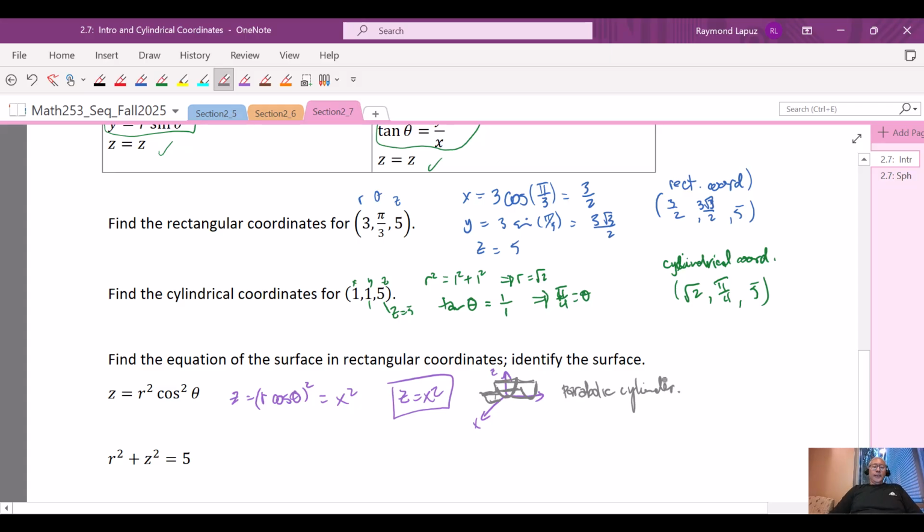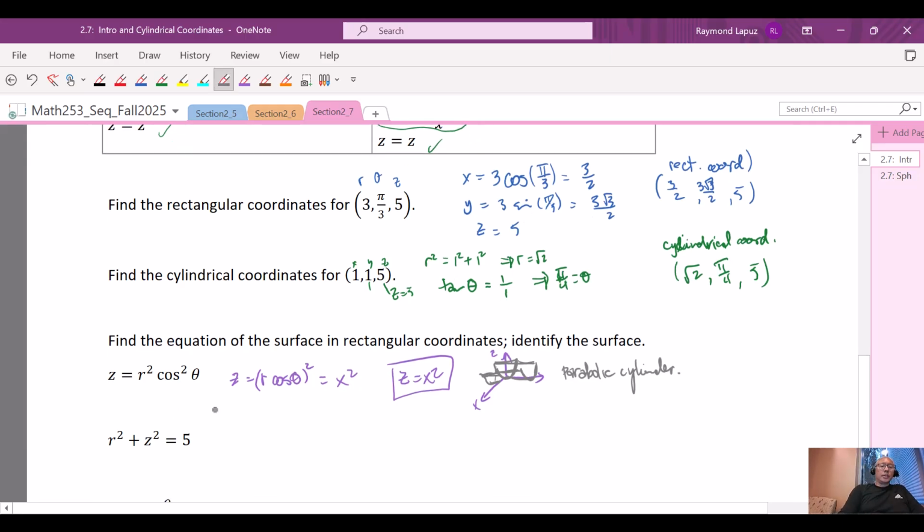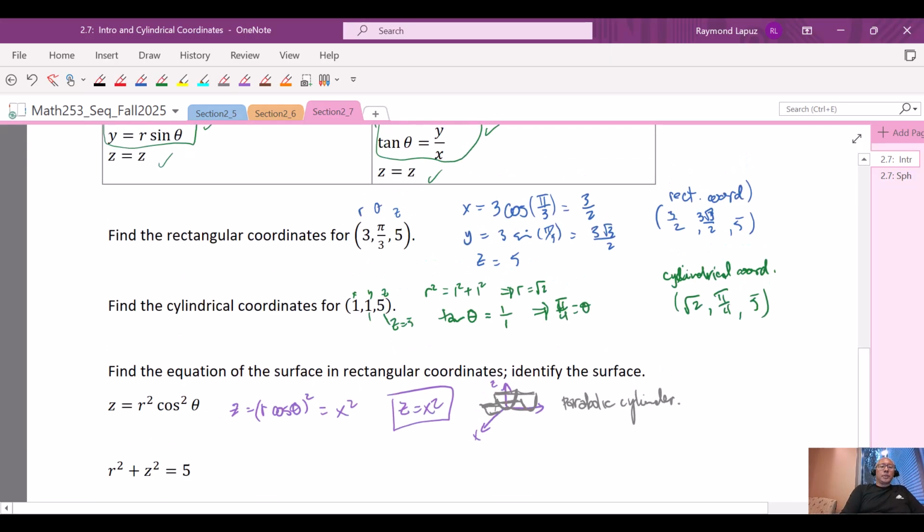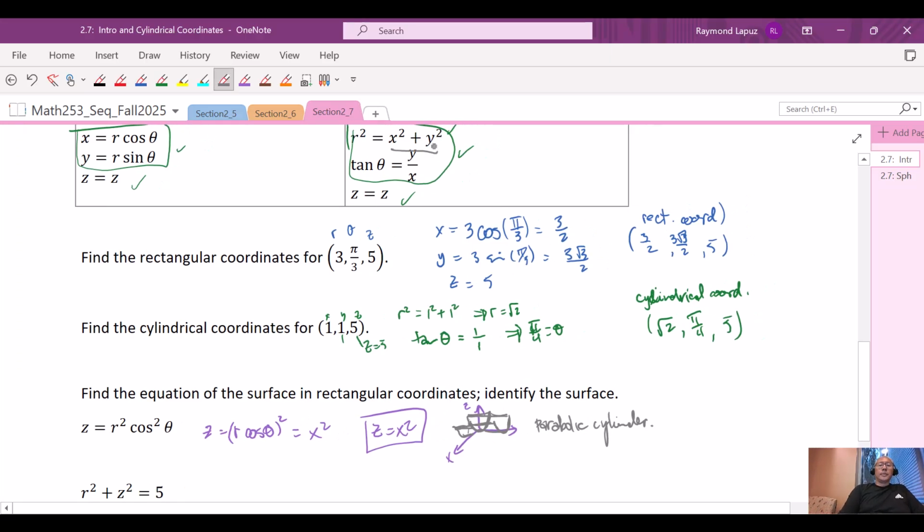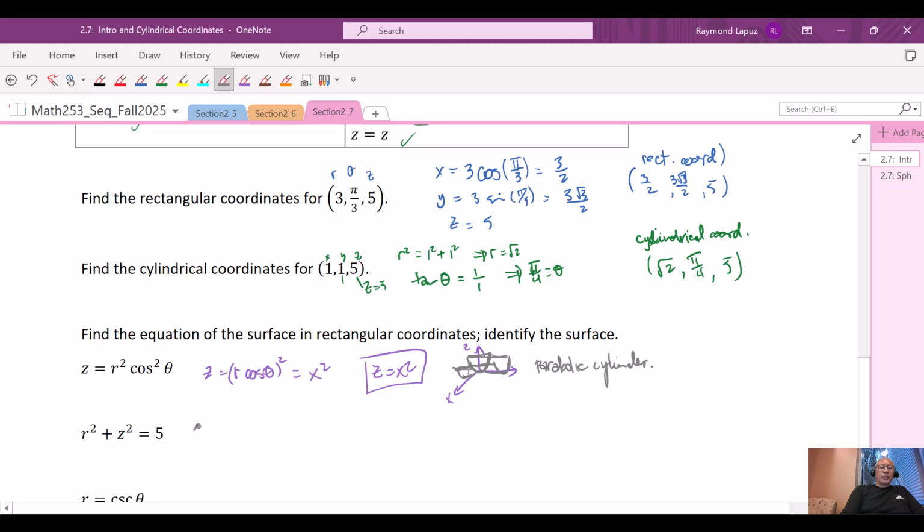Okay. All right, let's take a look at the next one. We have r squared plus z squared is equal to 5. So for this one, I think what we want to do is set r squared to x squared plus y squared. So let's write x squared plus y squared, this is r squared, plus z squared is equal to 5. So I think we know what that one is. If we take out the parentheses, this is simply a sphere of radius square root of 5.